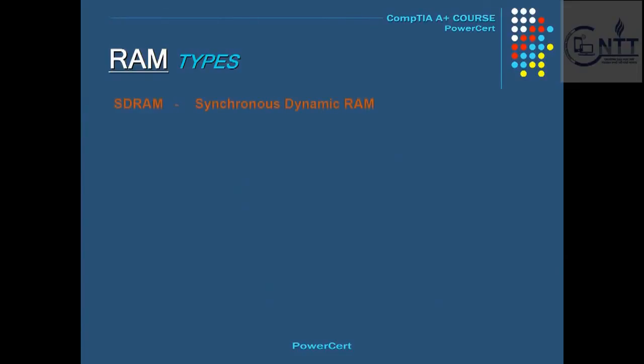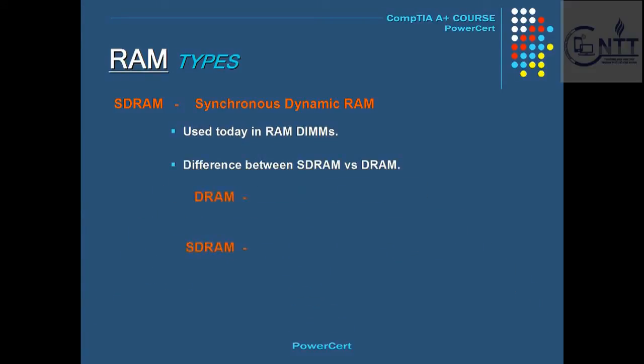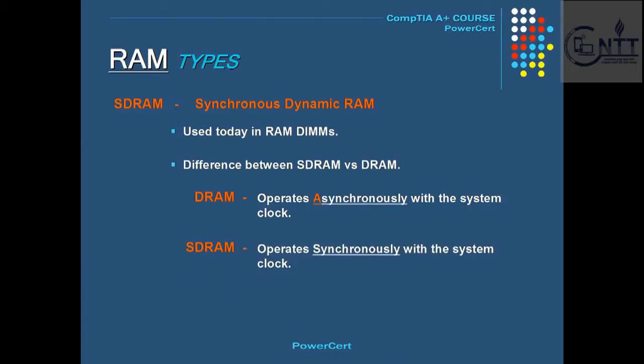Another type of memory is called SDRAM, which stands for synchronous DRAM. This type of memory is what is used today in RAM DIMMs. The difference between SDRAM and DRAM is basically speed. The older DRAM technology operates asynchronously with the system clock, which basically means that it runs slower than the system clock because its signals are not coordinated with it. But SDRAM runs in sync with the system clock, which is why it is faster than DRAM. All the signals are tied to the system clock for better controlled timing.